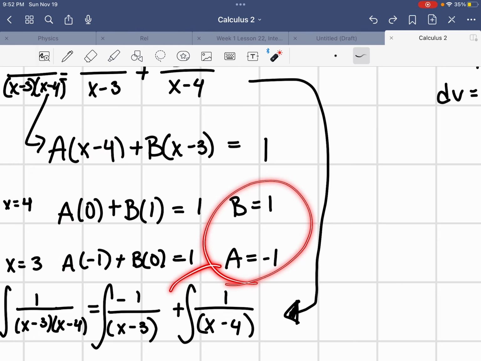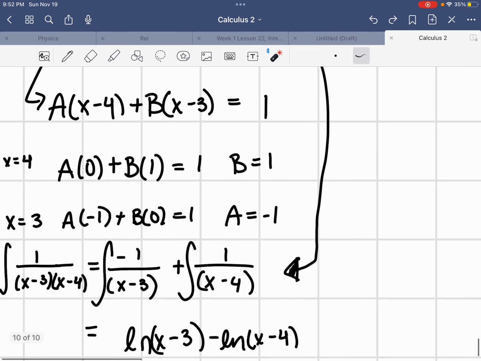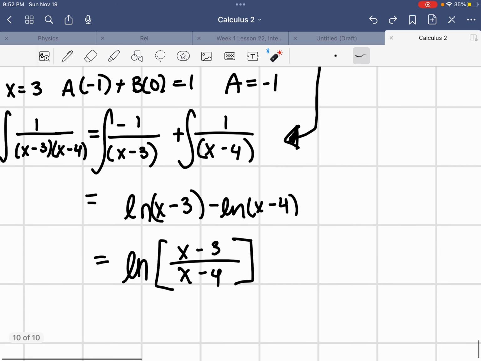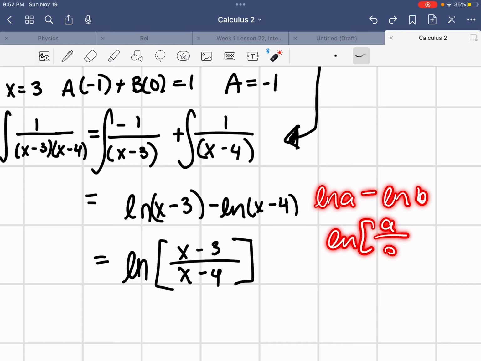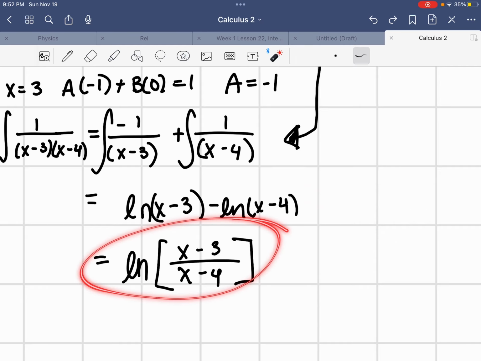And this allows us to find the integral more easily. You see that once this, it gives us this, because if you remember the rule, the integral of 1 over x is equal to the natural log of x. Same thing here. And then I just used logarithmic expressions, that the natural log of a minus the natural log of b will be the natural log of a over b. And that's what I did right here.